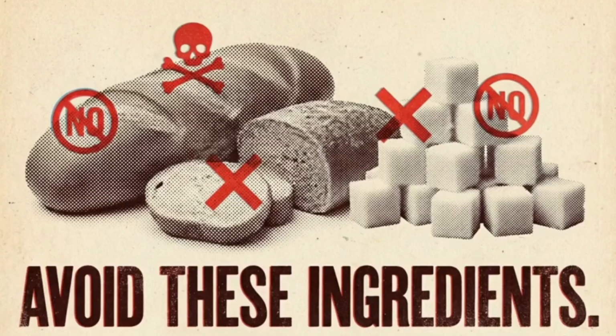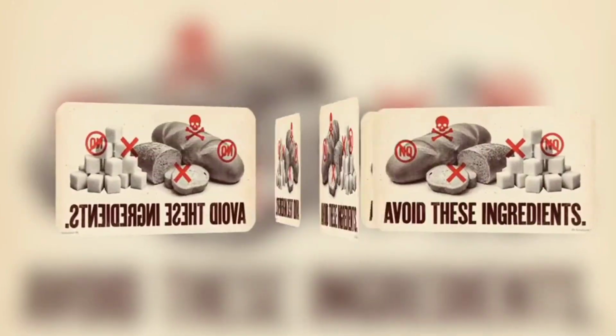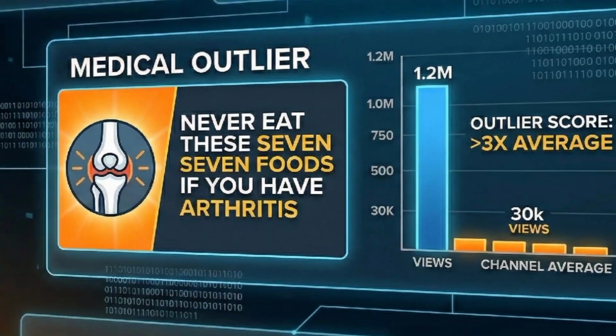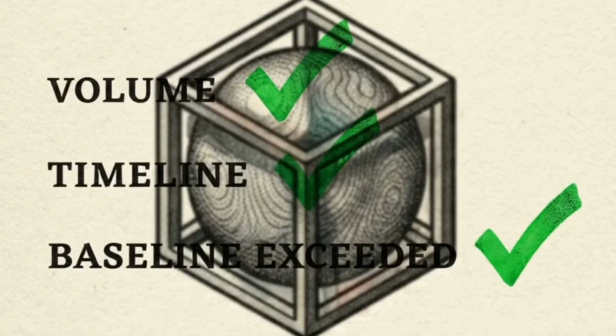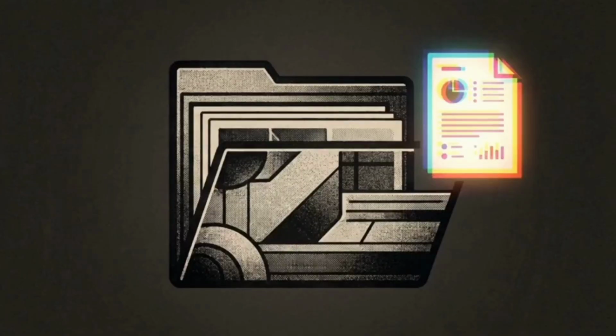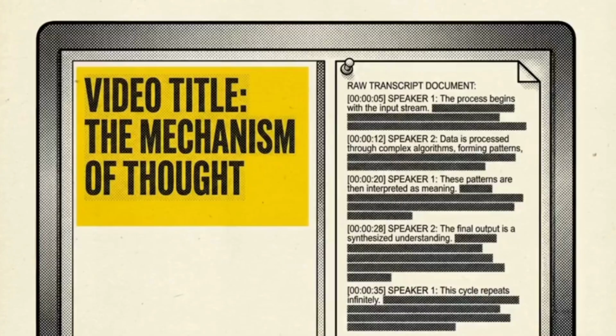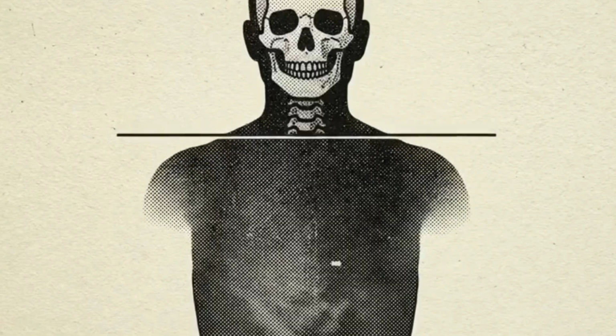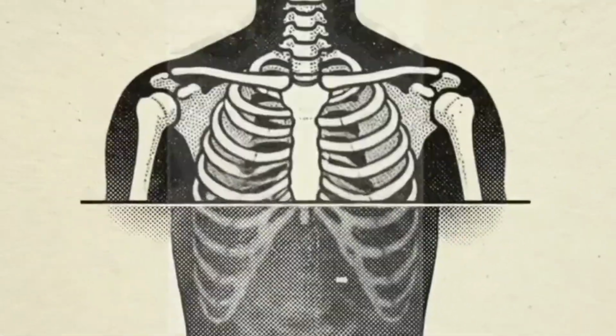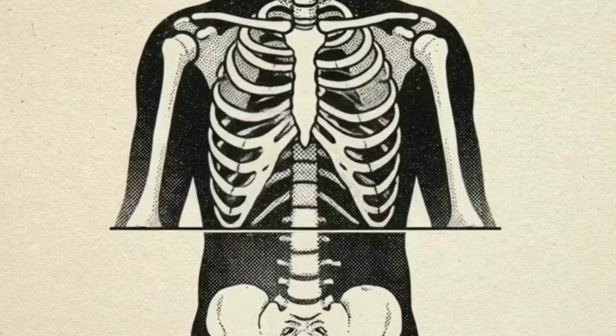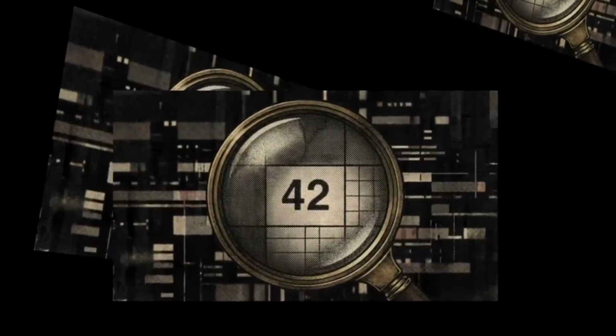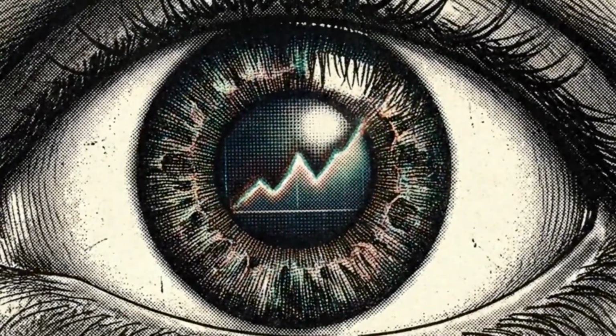Let's say you stumble across a highly successful medical video titled, "Never Eat These 7 Foods If You Have Arthritis." It meets all our volume and timeline criteria, and the views far exceed the creator's baseline. Your next step is to isolate the data. Copy the exact title and pull the raw, untimestamped transcript. We are completely ignoring the medical advice about arthritis. We only want the structural skeleton of the video. Relying strictly on outlier data and hard view count metrics removes the guesswork. We already know the underlying hook and pacing successfully capture human attention.